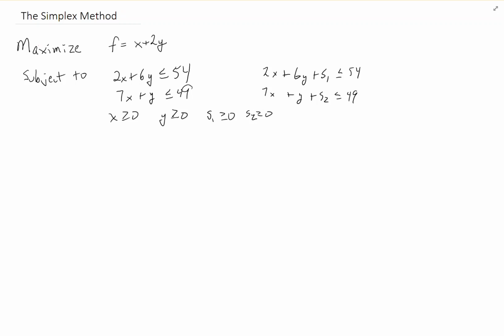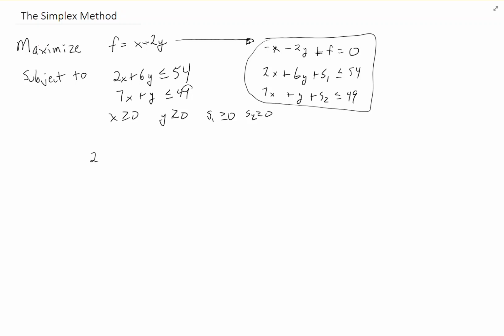The other thing we're going to have to do is transform our objective equation. We want all the variables on the same side of the equation. So I'm going to subtract an x and subtract a 2y from both sides of that equation. And so I'll have minus x minus 2y plus f equals 0. Okay, and then we're going to convert that into our simplex table.